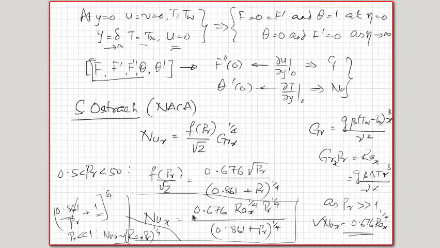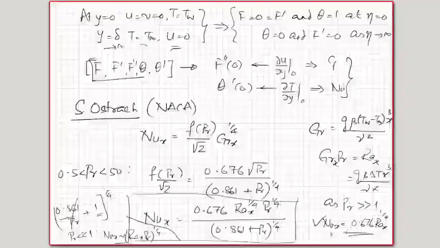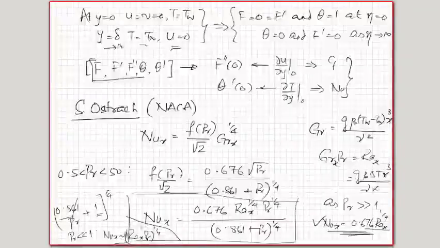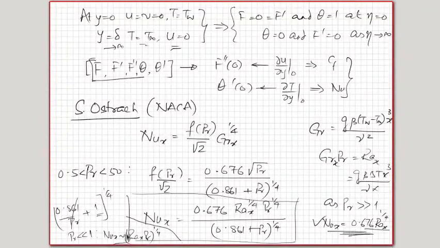So the solution that Ostrach got from the exact solution of the ordinary differential equations fits to a function which obeys this scaling rule, that at large Prandtl numbers, Nusselt number is only a function of Ra_x to the power of 1 by 4, and at small Prandtl numbers is a function of Ra_x Pr to the power of 1 by 4. Right? So that's respected in this case as well. Now let's move on to look at the integral method.